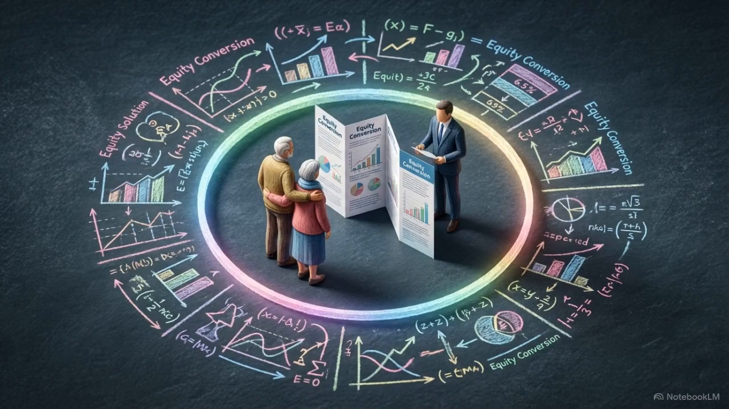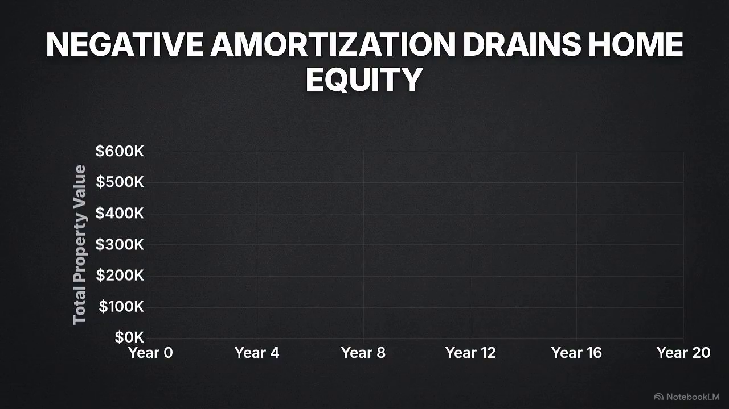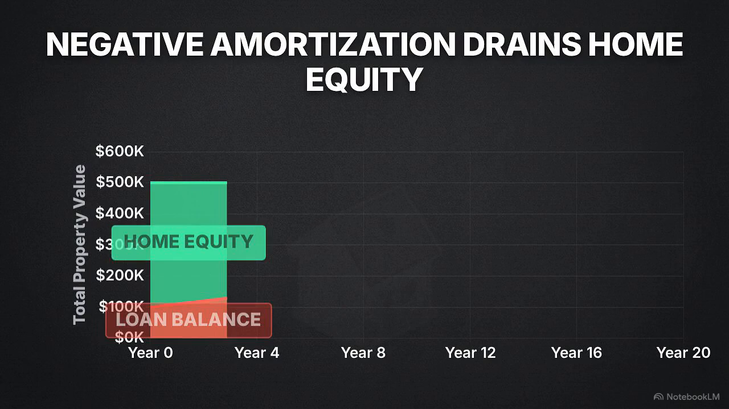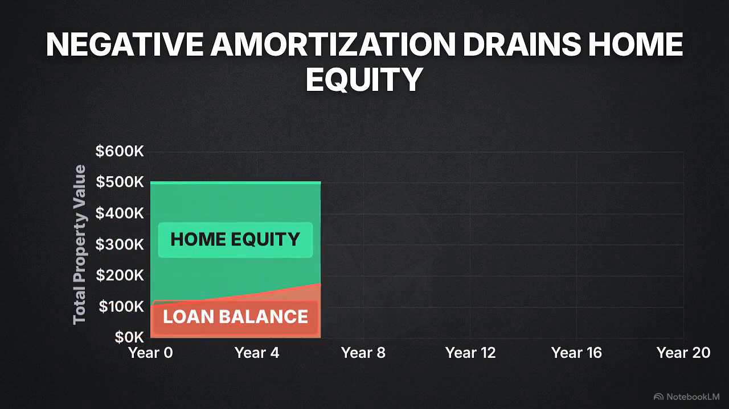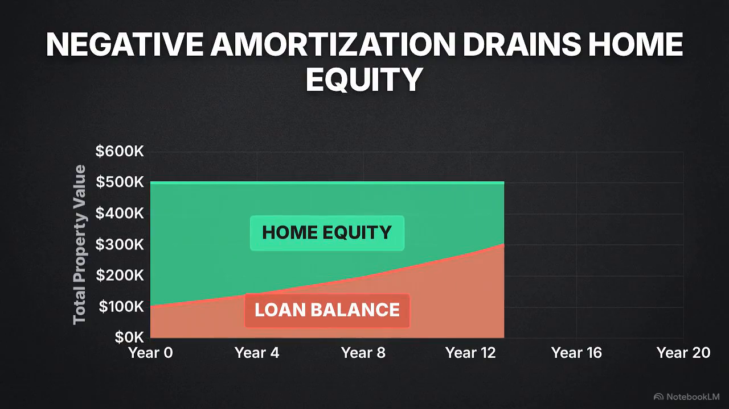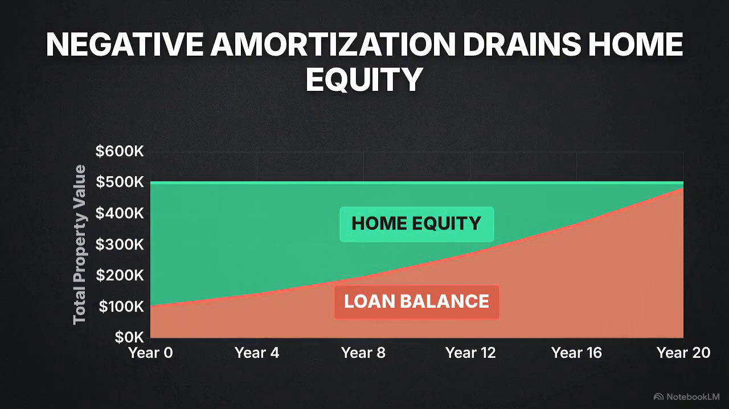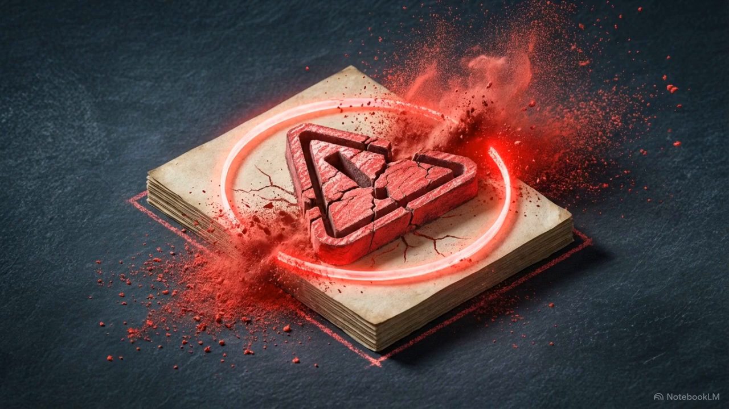A different approach is the home equity conversion mortgage, commonly known as a reverse mortgage. This option is strictly regulated and available only to borrowers aged 62 and older. This chart illustrates the defining mechanic of a reverse mortgage. The lender pays the borrower, and no monthly mortgage payments are required. However, because interest accrues without payments being made, the loan balance experiences negative amortization, steadily growing over time while equity shrinks. This accrued balance does eventually become fully due.